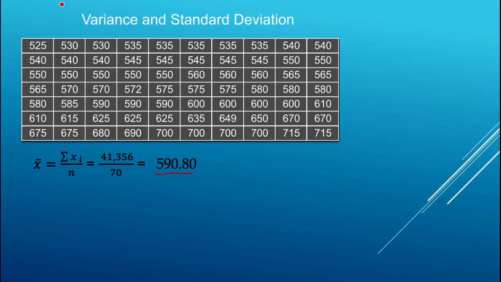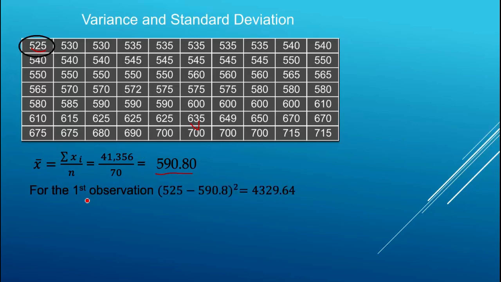Well, what we're going to do is take each value in this table. We are going to subtract the mean of 590.8 from each value. We're going to take that difference and square it. And only then are we going to add all of those values up. And then we are going to divide by the sample size minus 1. We will divide by 69.